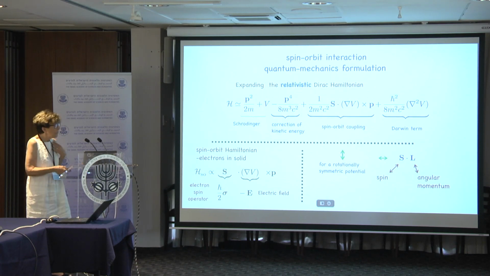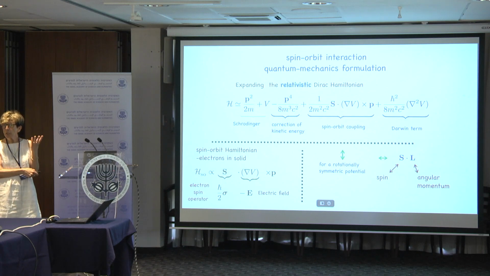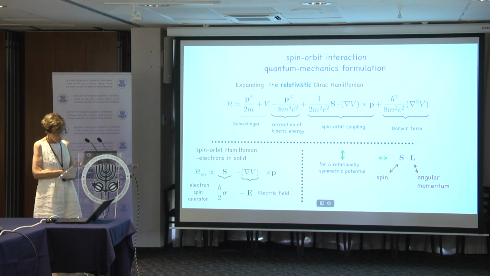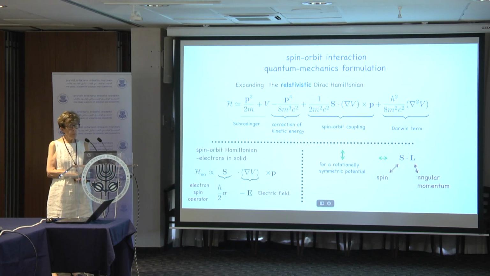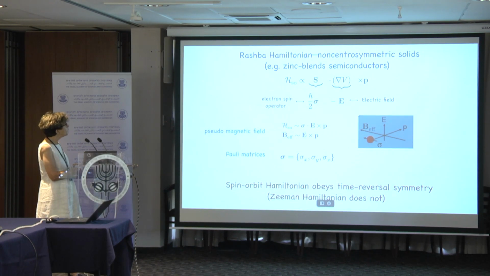In the case that I would like to discuss, S is again the spin. The gradient of the potential is the electric field that you can apply with a gate voltage, so it's minus the electric field, again cross the linear momentum. And this, in 2 dimensions at least, is sometimes called the Rashba interaction. So this is the interaction that will play a role here. So here it is again.